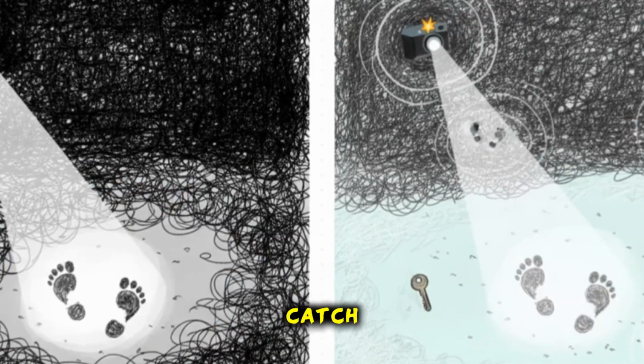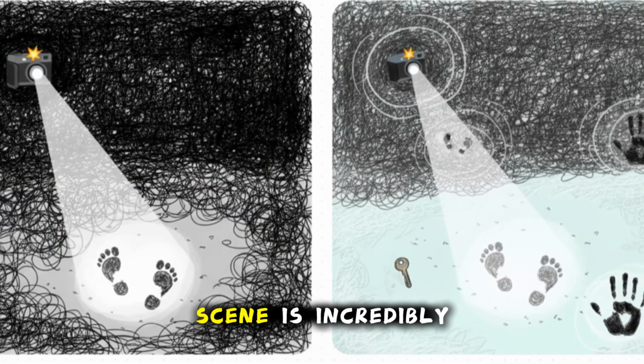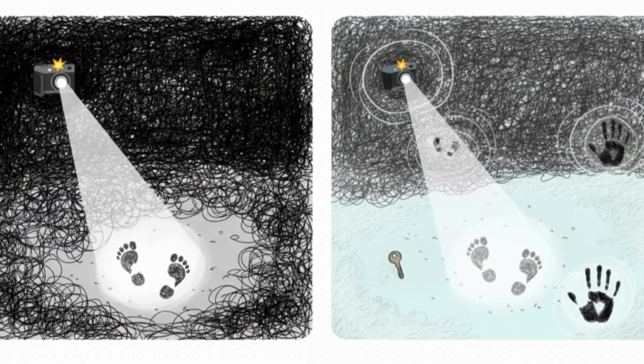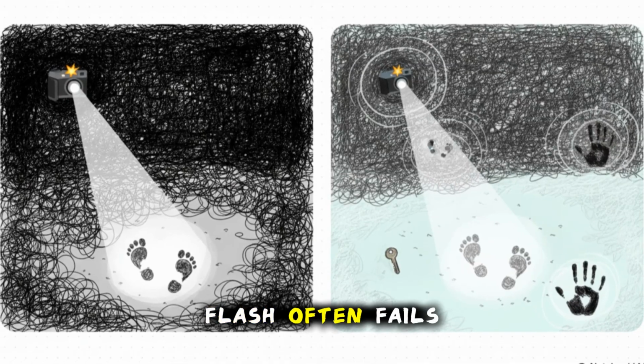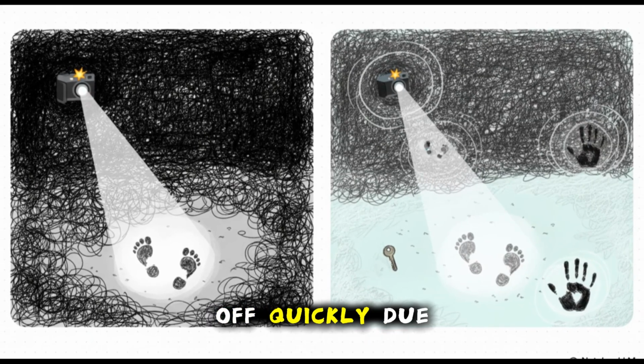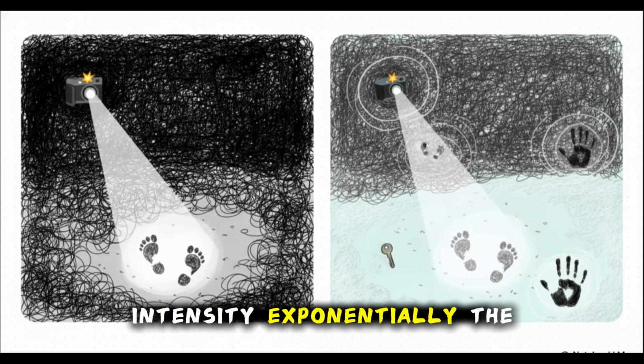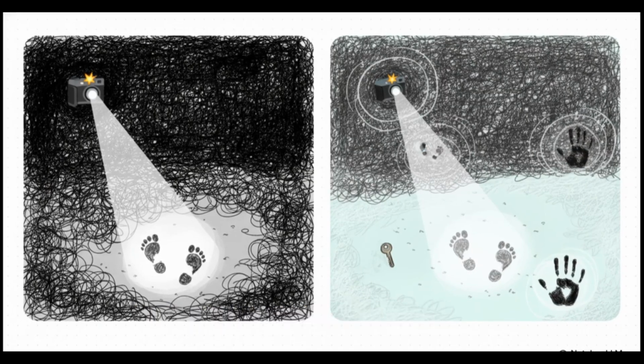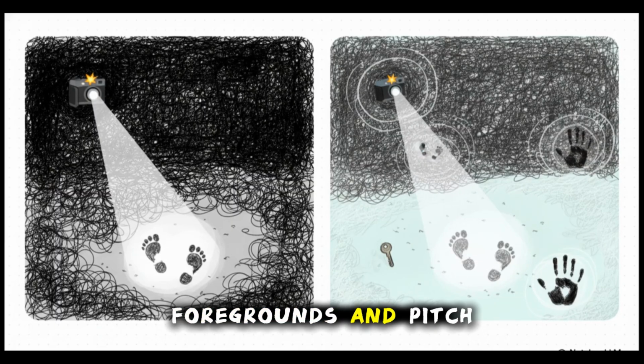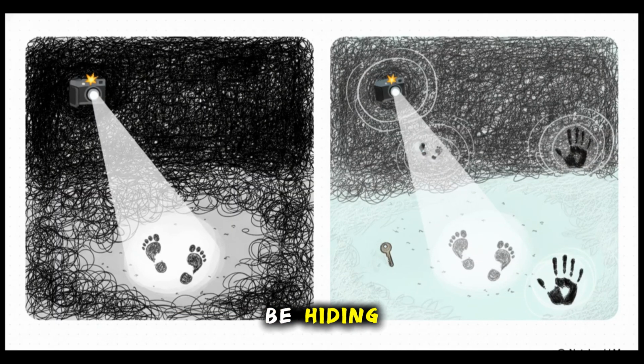But here's the catch. Capturing the true depth of a scene is incredibly difficult. A standard automatic flash often fails because light falls off quickly due to the inverse square law. Basically, light loses its intensity exponentially the further it travels. So you end up with bright foregrounds and pitch black backgrounds where evidence could be hiding.